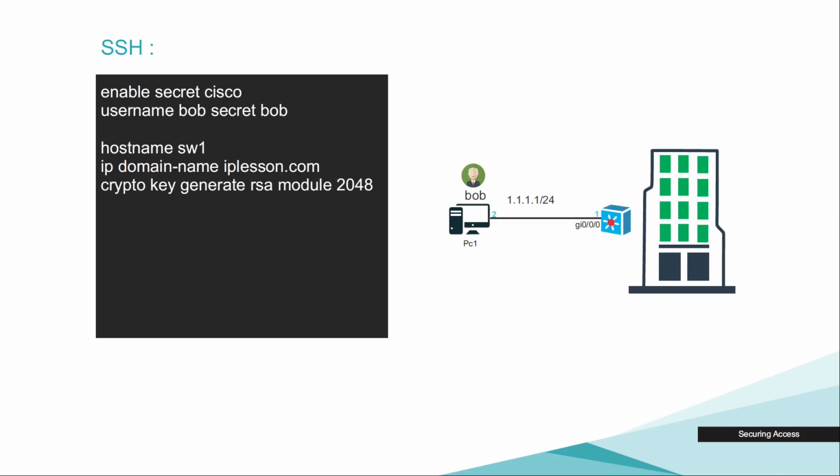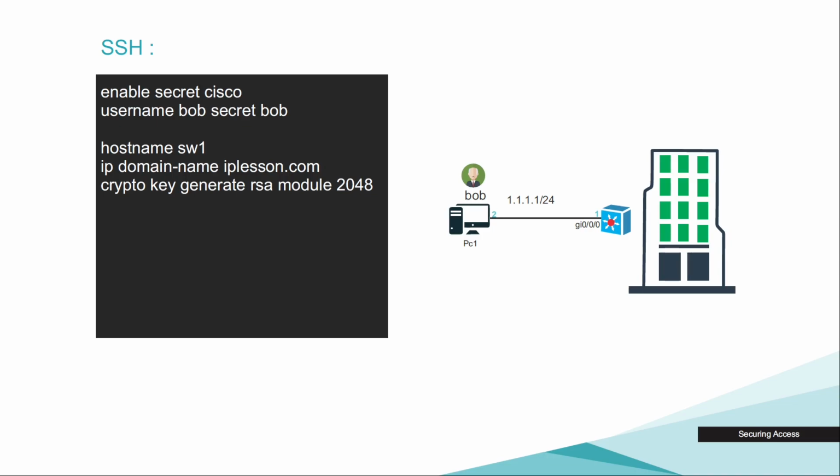Since SSH encrypts the data, it uses an encryption mechanism called public key. We don't need to fully understand the public key right now, but in order to create a public key encryption between our PC and our switch, we will need an FQDN, a fully qualified domain name. So in order to create the FQDN for our switch, we need to create a host name and then specify the IP domain. For our example, we create a host name SW1 and the IP domain is iplisten.com.